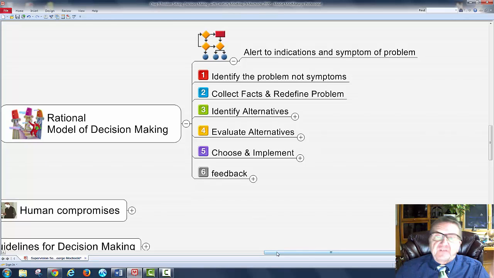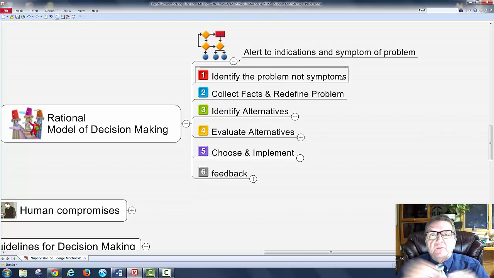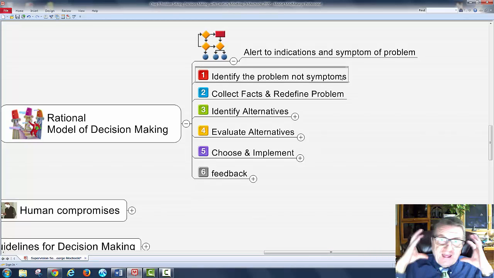So I have to identify the problems, not the symptoms. Remember, a lot of times when you look at the fishbone, when you've been reading and you've heard about the fishbone, the head is the control mechanism, and all the other parts of the fish, the bones, are basically symptoms. So if you're looking at it, make sure you identify the problem, not just the symptoms.